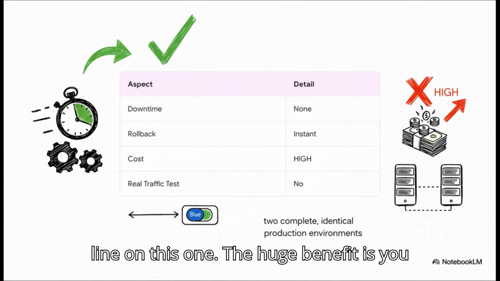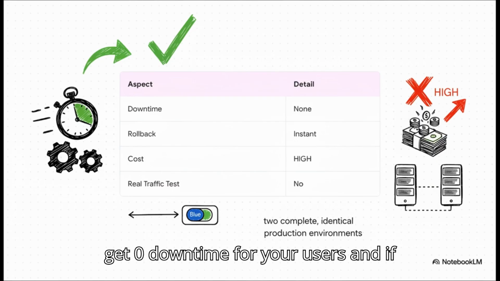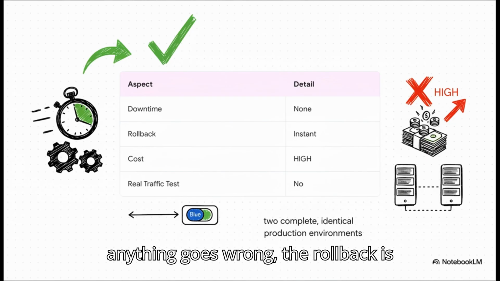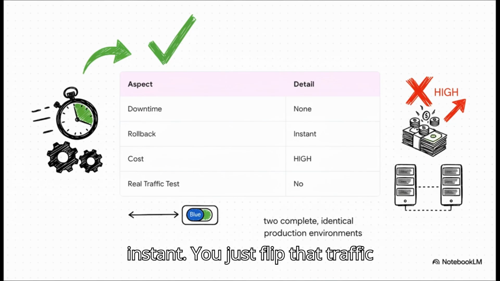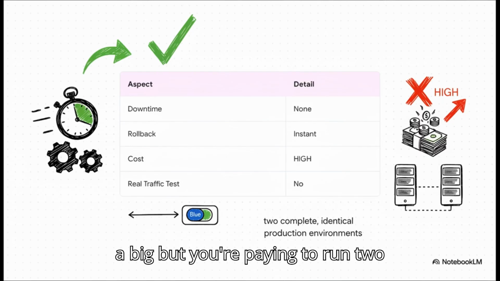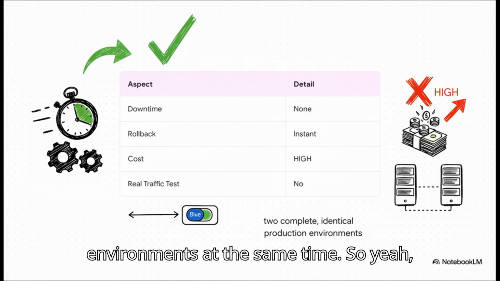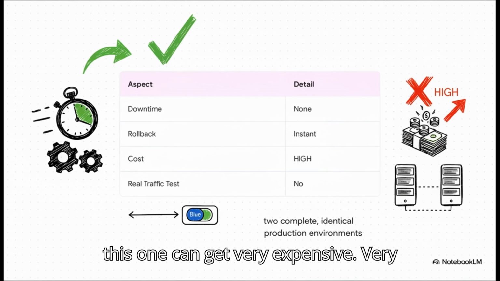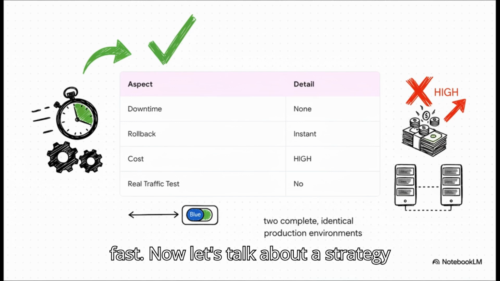And here's the bottom line on this one. The huge benefit is you get zero downtime for your users. And if anything goes wrong, the rollback is instant. You just flip that traffic switch right back to blue. But, and it's a big but, you're paying to run 2 complete, identical production environments at the same time. So yeah, this one can get very expensive very fast.